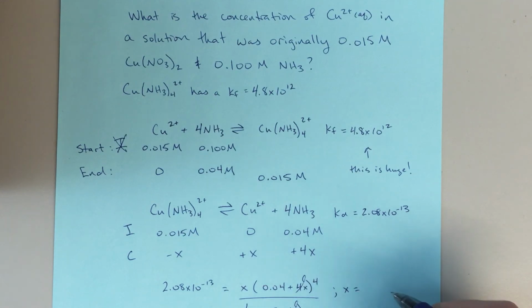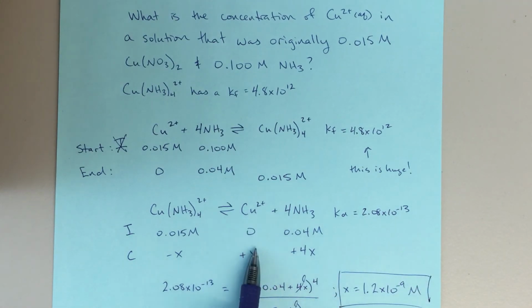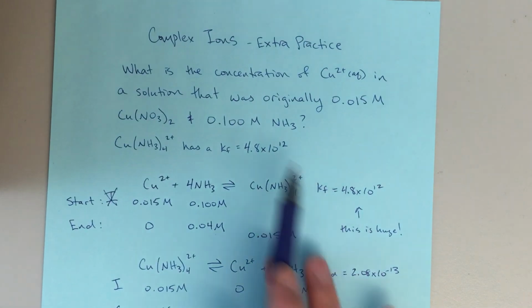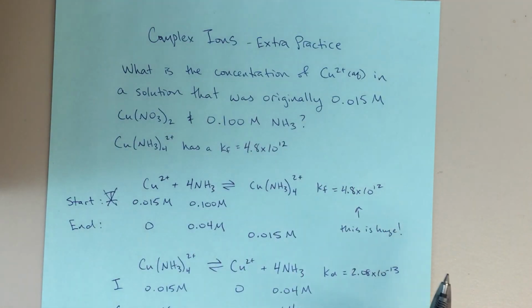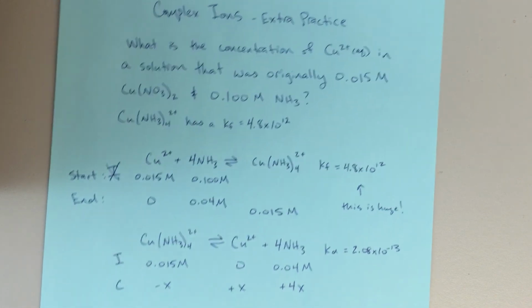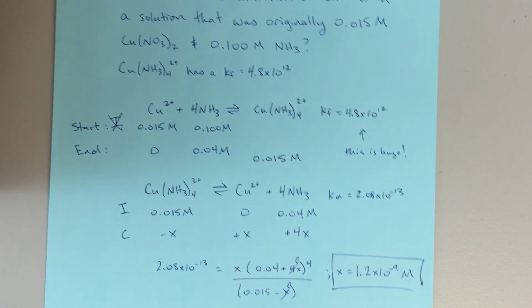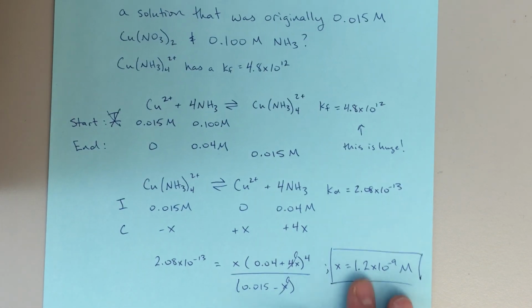My minus x and plus 4x terms will be negligible because my Kd is so small. That makes solving for x a lot easier, and I get 1.2 times 10 to the minus 9th molar. Now this x value is equal to my copper 2+ concentration, which is exactly what I'm looking for in this problem. I could then relate that to other things as we've looked at further, but for this question, that's my final answer.